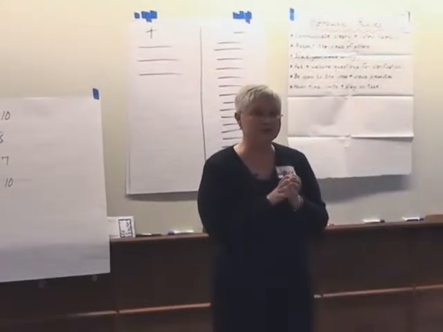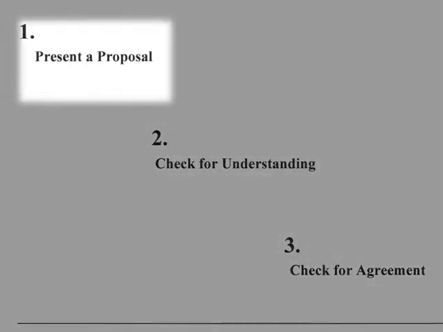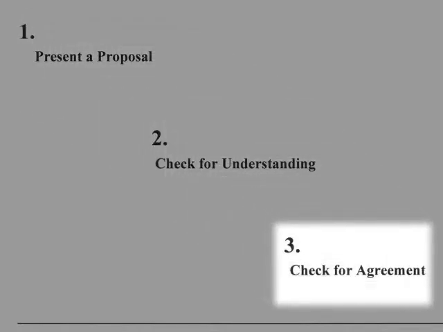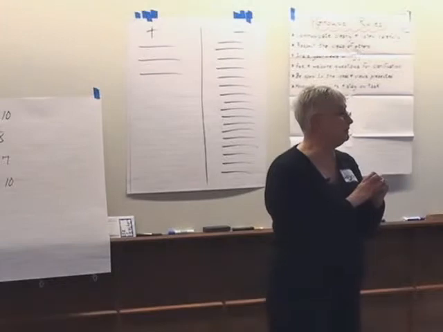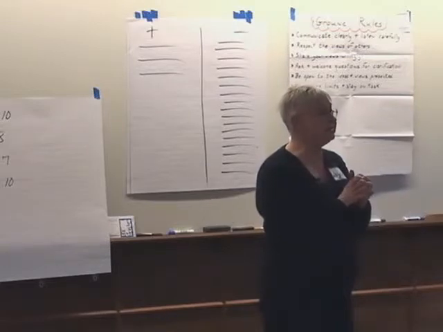There are 3 sections to building an agreement. You present a proposal, you check for understanding, and you check for agreement. All 3 pieces are critically important. Now, we tend to leave one of these off many times. What is that? And what bites us in the behind?